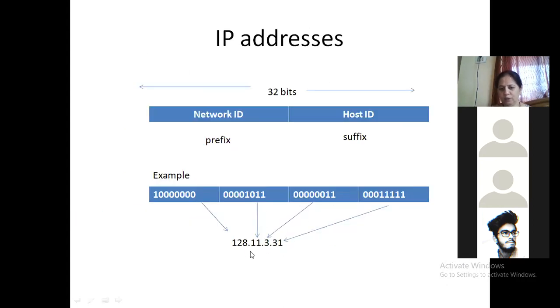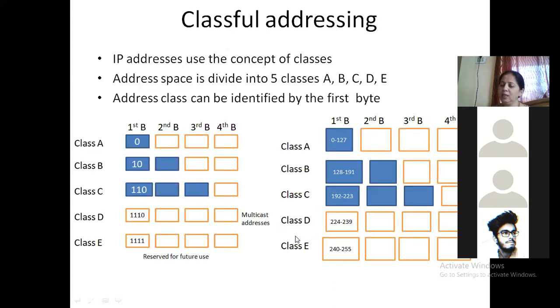So the first 2 bytes, 128 and 11, indicate the network ID and the remaining 2 bytes indicate the host ID. Looking at the address, you should be able to make out whether it belongs to class A, class B, class C, class D, or class E. Generally, D and E are ignored. We make use of A, B, and C in order to store or identify a connection on the internet.